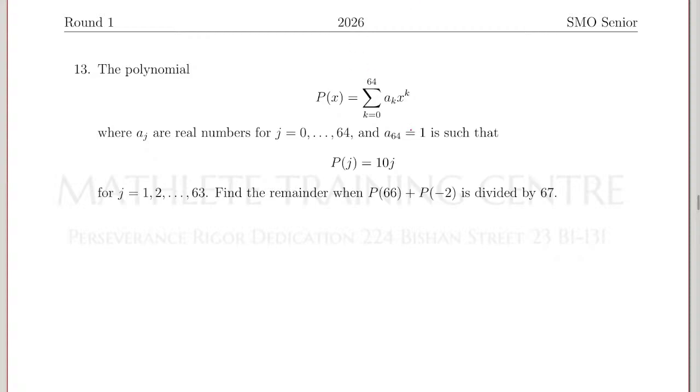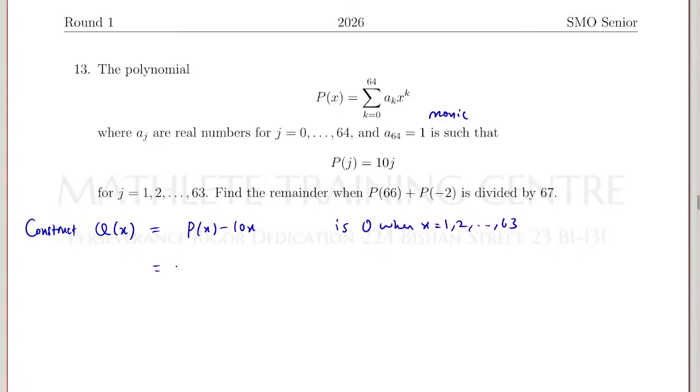So you have a polynomial. A64 equals 1 tells you that it's in fact monic, so the highest power term is just x to the power 64. Now they tell you that p of j is 10 times j for j equals 1 to 63. Your first instinct on considering this should immediately be to construct a polynomial q of x to be p of x minus 10x. So this will be 0 when x equals 1, 2, 3, up to 63.